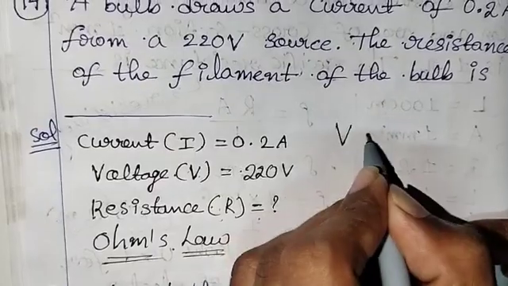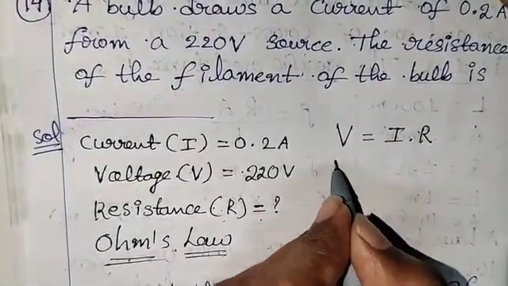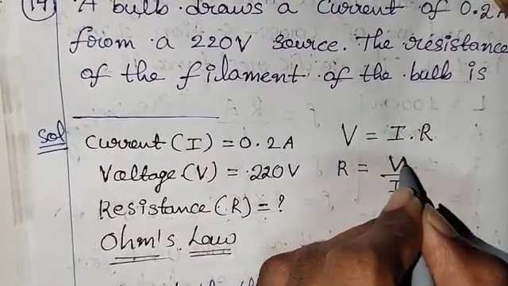According to Ohm's law, voltage is equal to current into resistance. Now resistance is equal to voltage by current, V by I.